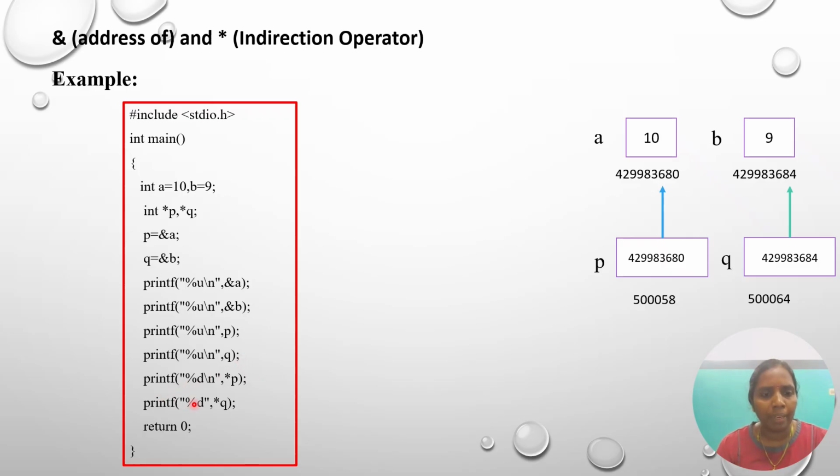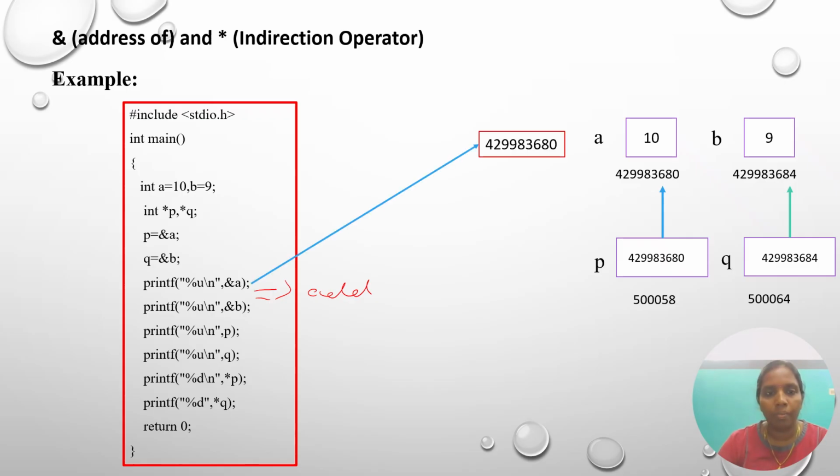The next is printf *p. *p is pointed to a, so the value of *p will be equal to 10, and *q value will be equal to 9. So this will give the address. So you can see the address is this one. So the address points to 49920.